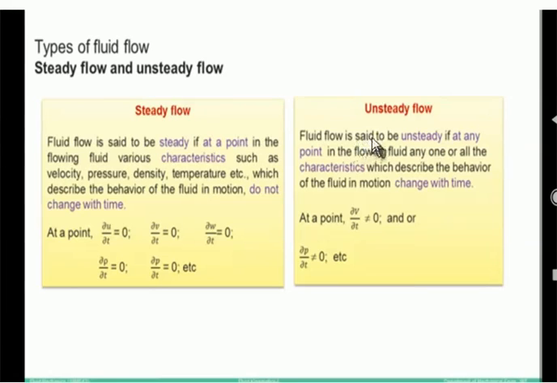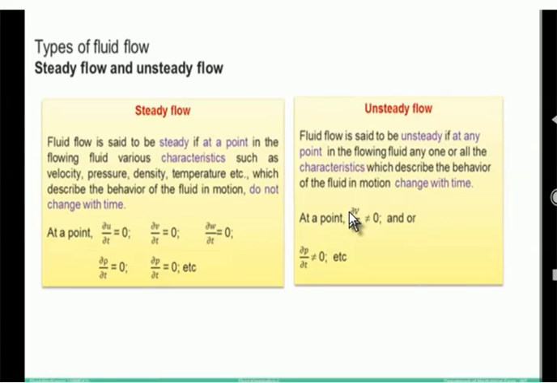Now next, the unsteady flow. If at any point in the flowing fluid any one or all of the characteristics, velocity, density, pressure and temperature, which describe the behavior of the fluid in motion, change with time, then the flow is unsteady. So these properties change with time. If the time changes, the properties of the fluid also change. Such a type of fluid flow is called an unsteady flow.